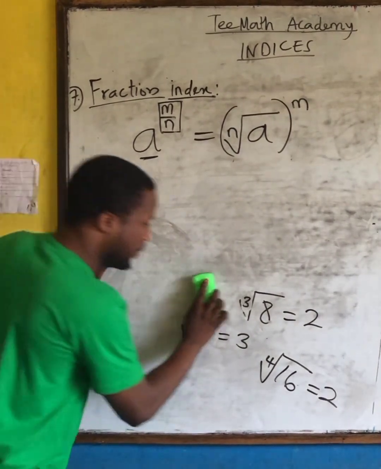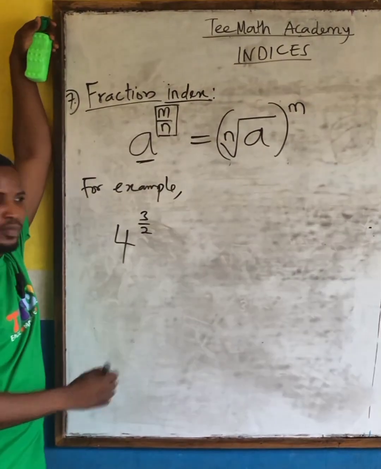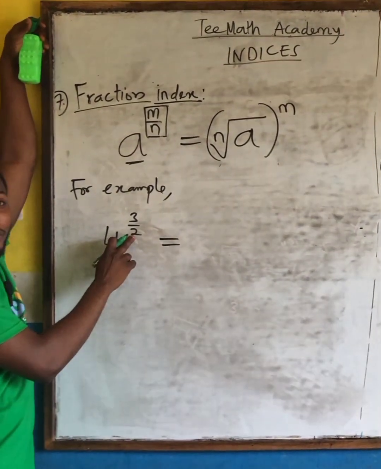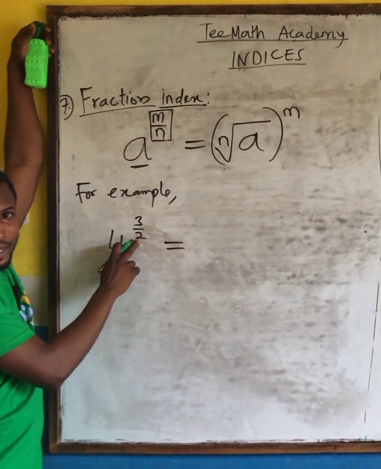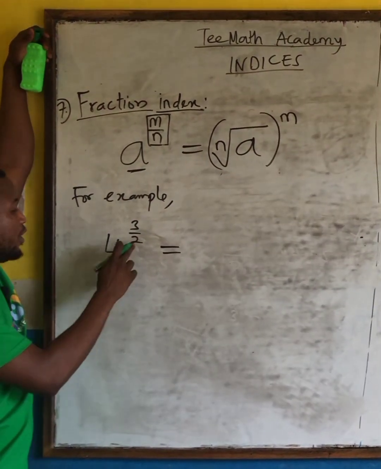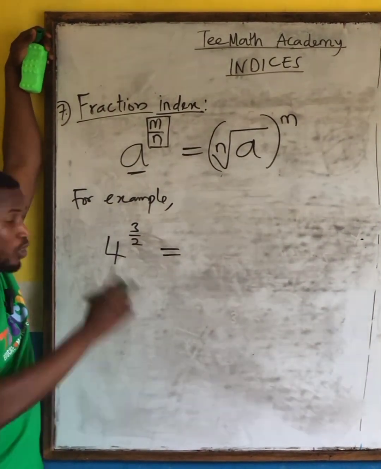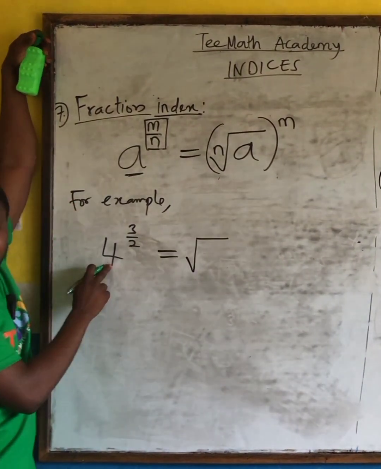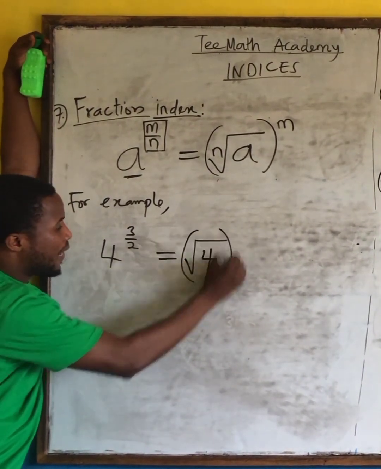Let's look at an example. What do we observe here? The decider here is the denominator of the fraction of the power. And the denominator here is 2. Then I'll put it in root form. 2 in root form is square root, because of this 2, that will be square. So I'll say square root of the base, everything raised to power 3.